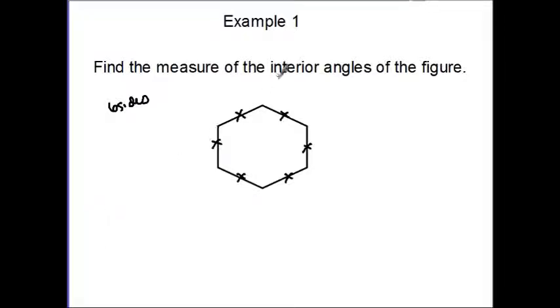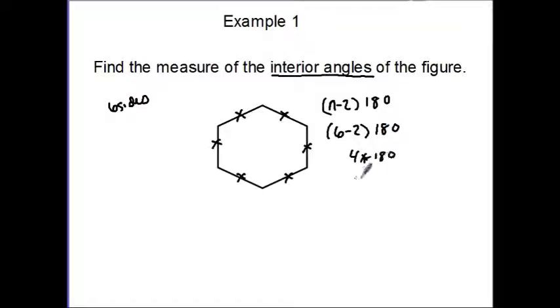We're trying to find the interior angles, which is known using the formula n minus 2 times 180. N represents the number of sides, and it has 6 sides. 6 minus 2 times 180 is actually 4 times 180, which means that it's going to be 720 degrees.